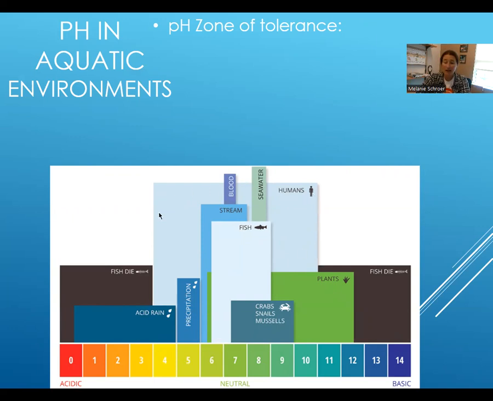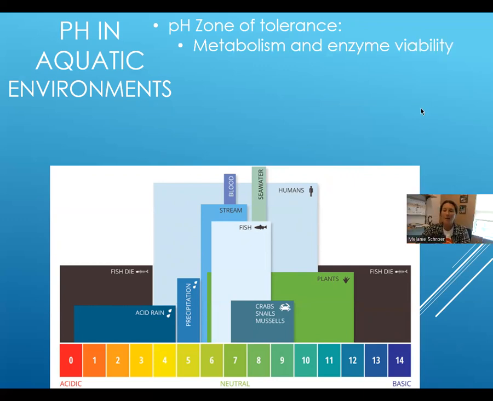Humans can be in a fairly large range of pHs in aquatic environments before our metabolism and enzymes start to go haywire, start to break down. But of course, we don't spend that much time in the water. So fish, for example, have a lot narrower range of pHs in which they can thrive. Anything too high or too low can kill fish off. Okay, plants for the most part thrive in a more basic environment before, again, their enzymes start to denature.